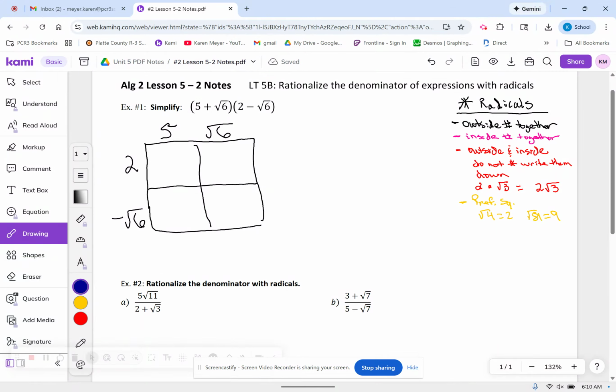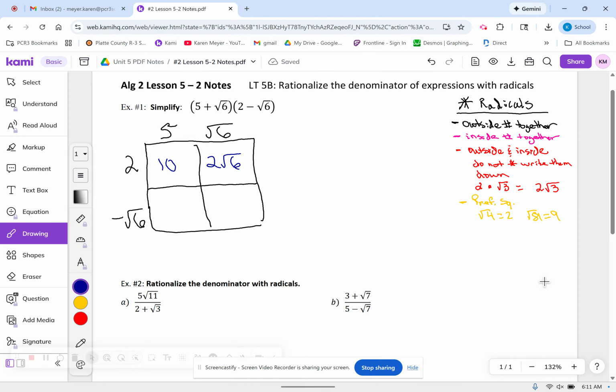So 2 and 5, those are numbers that don't have any square roots with them, so we are allowed to multiply those together, which would make 10. 2 times the square root of 6, that would be like the one we're talking about over here in red, where you have one that's outside and one that's inside. So you're just going to write those down next to each other. So you would call it 2 square root of 6.